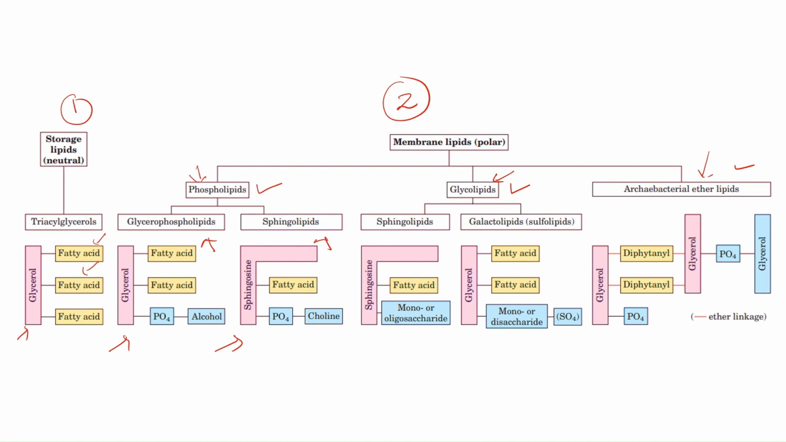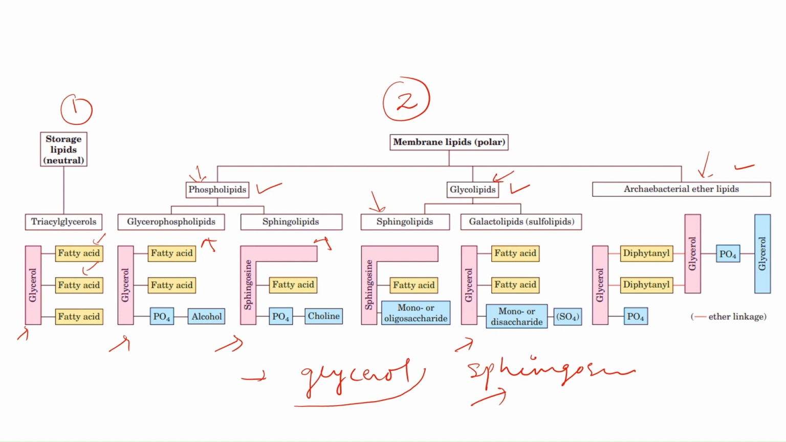Similarly, glycolipids can also be of 2 types. One is sphingolipid, again the backbone of sphingosine, and the other is galactolipid or sulfolipid, where the backbone is glycerol. So basically for any membrane lipid, the backbone should be either glycerol or sphingosine. For all the lipids where the name sphingolipid comes, by the name sphingo you can understand that the backbone is sphingosine. Rest all other membrane lipids contain the glycerol backbone.